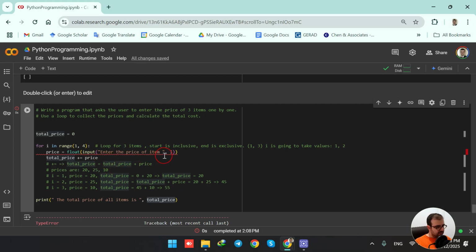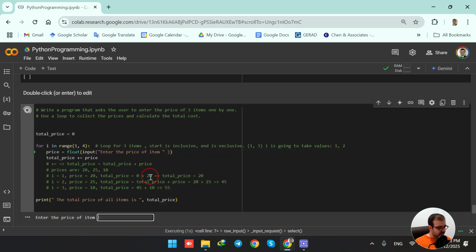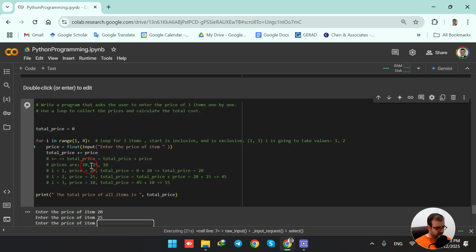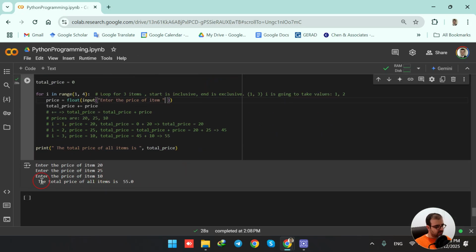So when I run this code, sorry, I'm having an error in this part here. When I run this code, it asks me to enter the price of the item. I enter 20 first. When I enter 20, it asks for the price again, because there are 3 items that we are going to enter. The second item price is 25, based on my assumption. It asks again, and I'm assuming that the third item price is 10. So it calculates that the total price is 55.